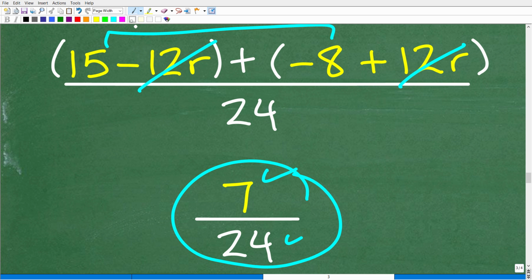A huge part of being successful in mathematics, if you truly want to be successful, is commitment. If you just want to learn a little bit here, a little bit there, that's how you get frustrated in math, because you're not fully committed.